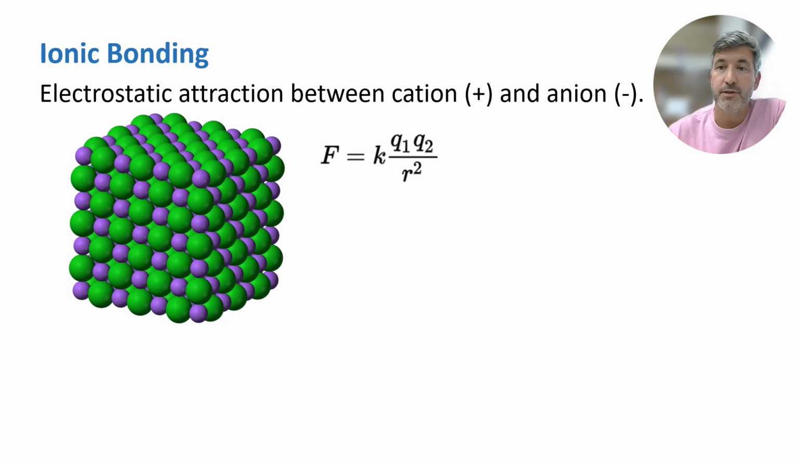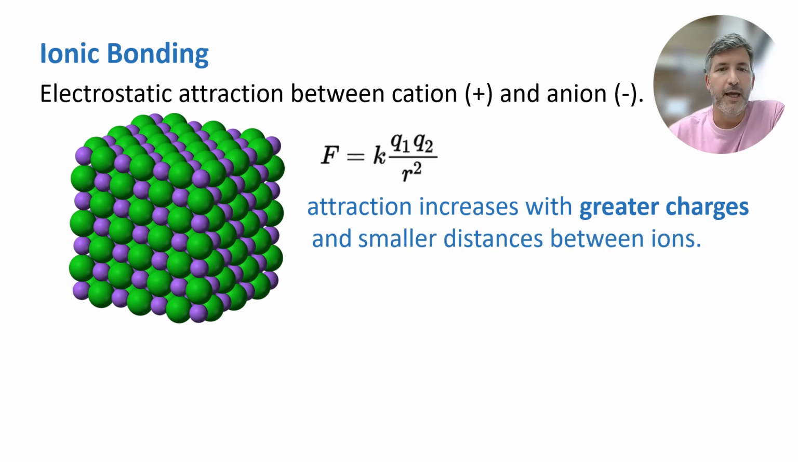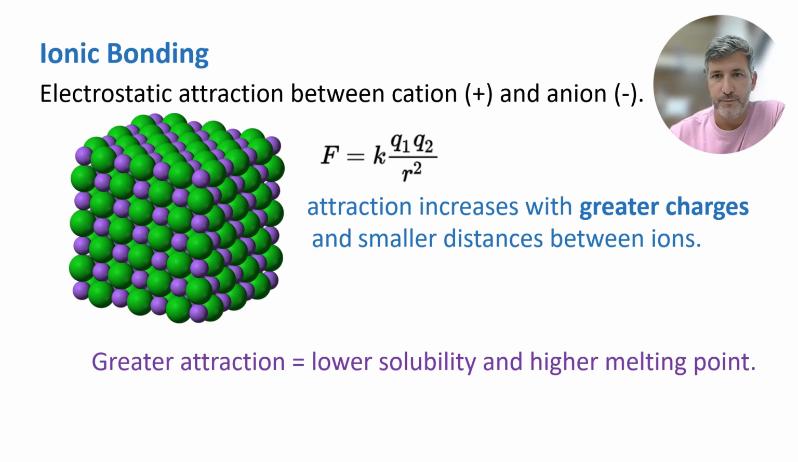So if the charge is +3 versus -3, that's a huge difference in charge, and so we're going to have a really strong force of attraction within that crystal. And then of course if the radius is smaller, because it's in the denominator, that means that our force is also going to be greater. So therefore we could say attraction increases with greater charges. Like aluminum nitride would be +3 and -3 compared to sodium chloride, which is only +1, -1, and smaller distances.